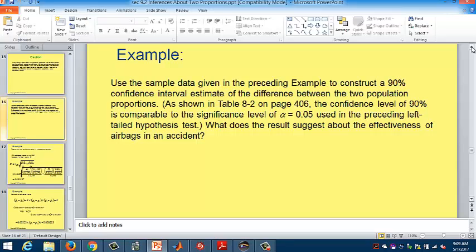But now there's another way you can test claims between two populations, and that's with a confidence interval. And the confidence interval doesn't always give you the same exact result. But one thing the confidence interval does is it can tell you, okay, not only are the two population proportions different, but how far apart are they?